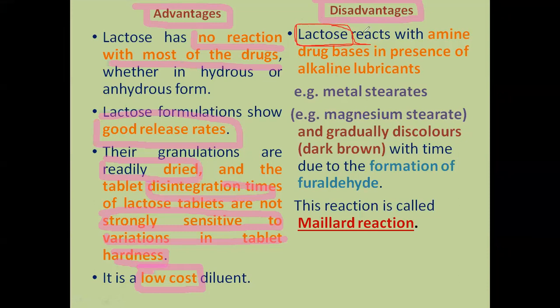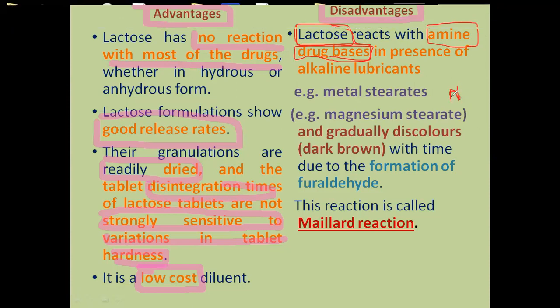This lactose will react with the amine drug bases. So it will react with which? The amine drug bases. Can anyone give me an example of amine drug bases? It means it will have an amine group in it. What will be in it? Amine group. That means what is there? Nitrogen. What do you mean by amine? Can anyone tell me?